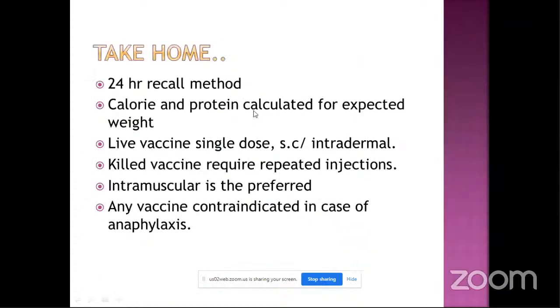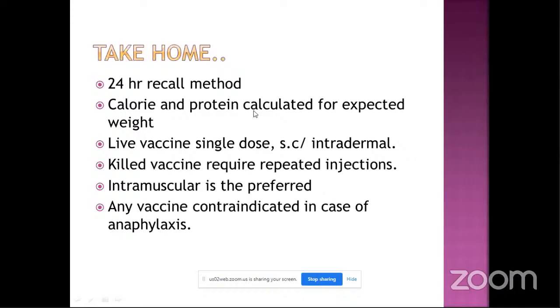So whatever we take home is, for the diet, we have to use the 24-hour recall method, so that we'll be knowing the calorie intake of the child, protein intake of the child. Once this is known, the expected calorie and protein for the expected weight can be calculated, and then the calorie deficit and the protein deficit can be worked out. So that deficit has to be given in your management, so that the additional food can be incorporated for the child.